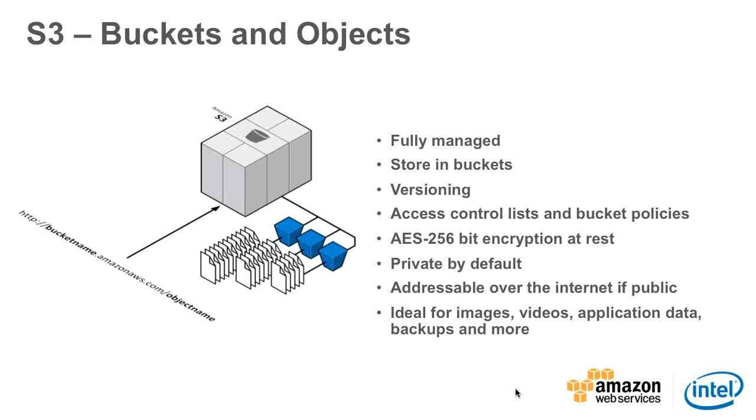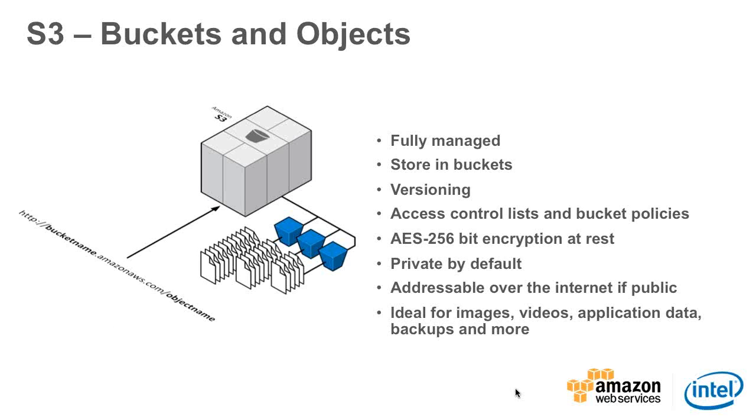Any object that you put within the simple storage service is private by default. However, if you desire, you can make this object addressable over the internet. You can make it public, and you get a public endpoint for that object name. If you have a look on the left side of the picture here, we give you an example of how this would look. You get an actual URL with your bucket name, and at the end you have the object name, and it can be accessed via the internet if you desire to do so.